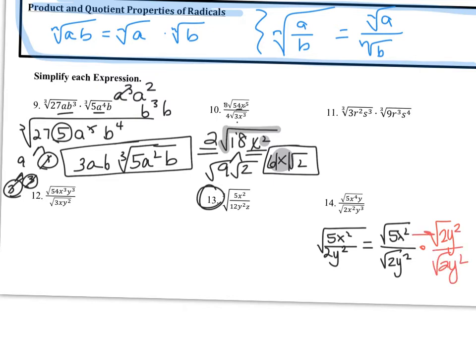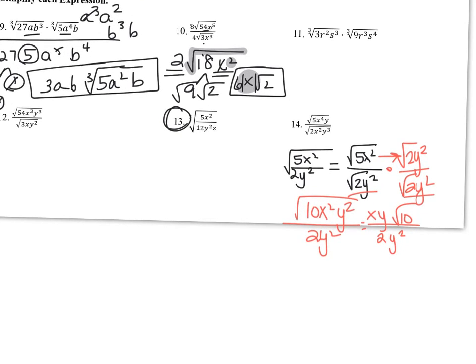So if I multiply these together, I get 10x squared y squared over 2y squared, because whenever you multiply two radicals together, you just multiply the insides. So now I'm going to clean this up. The square root of 10 I can't clean up, so 10 stays inside. X squared and y squared change to x and y. And now I have 2y squared on the bottom. So now I can keep cleaning stuff up. So my y's can cancel out. And so I have x root 10 over 2y.